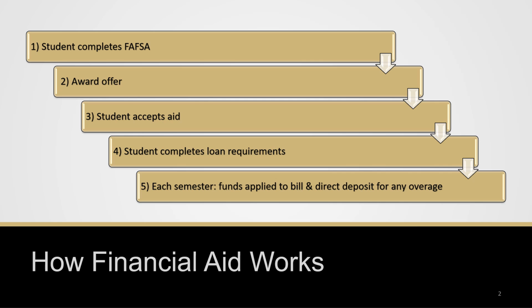Financial aid works in 5 big steps. Number 1, students complete the FAFSA. Number 2, the financial aid office offers an award to the student. Number 3, student accepts any aid that they want to take. Number 4, a student completes loan requirements for any loans that have been taken out. Number 5, each semester funds are applied to the student's bill and direct deposit is provided for any overage.